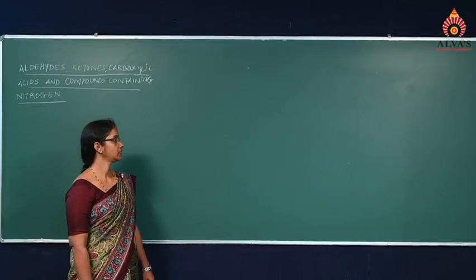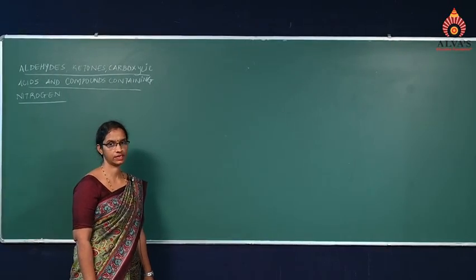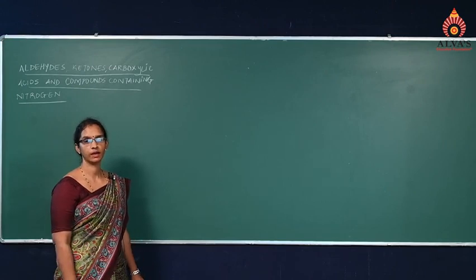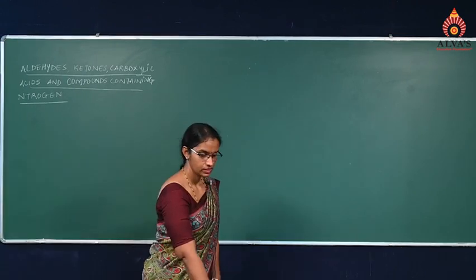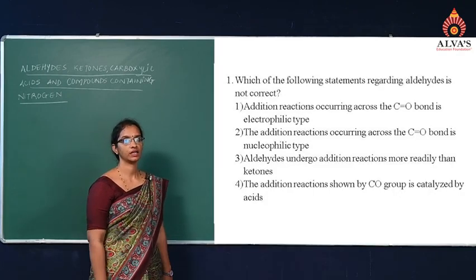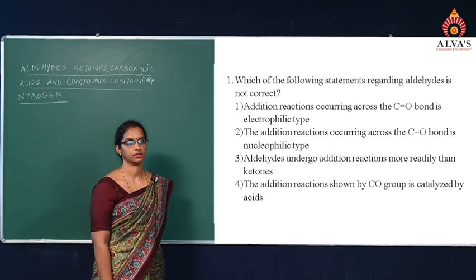Let us start with unit C17, that is aldehydes, ketones, carboxylic acids and compounds containing nitrogen. So let us start with the first question. Which of the following statements regarding aldehydes is not correct?